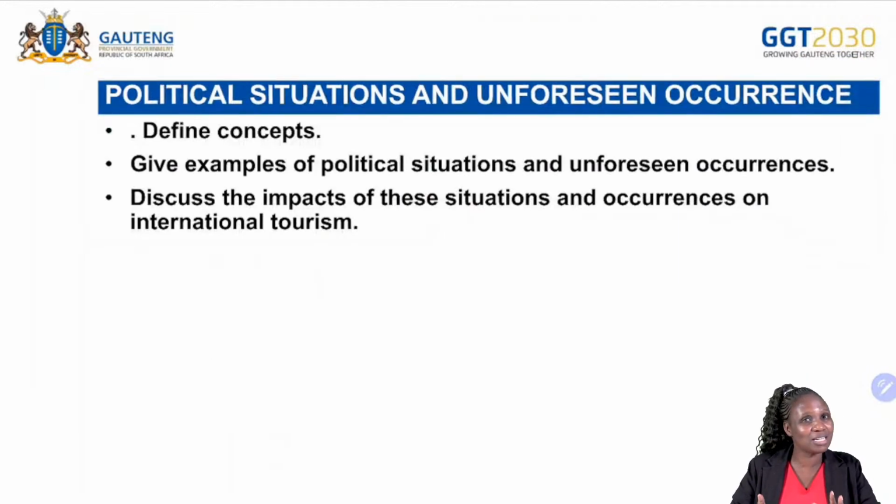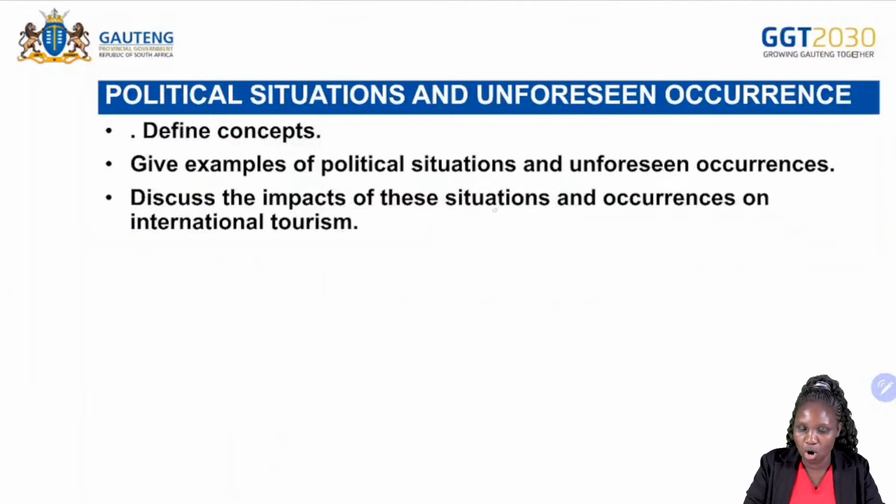All right, our objectives of the day. By the end of this lesson, we should all be able to define concepts, give examples of political situations and unforeseen occurrences, and discuss the impact of these situations and occurrences on international tourism.